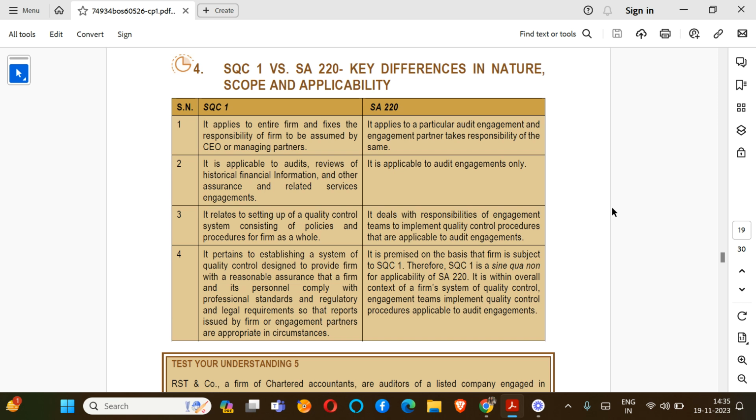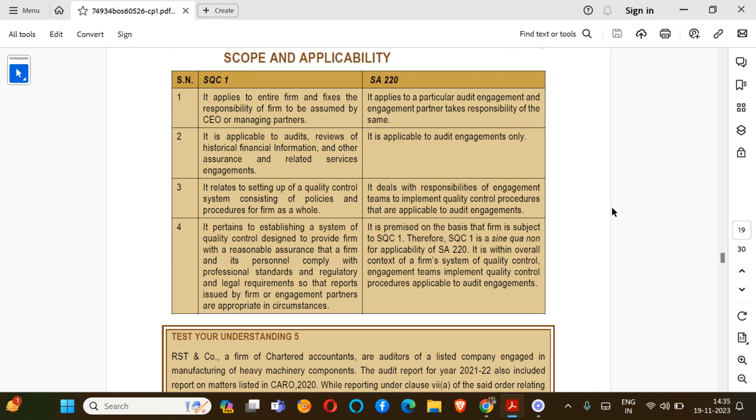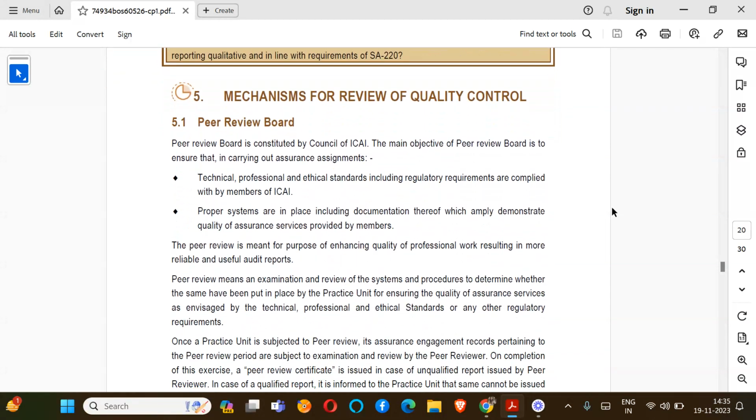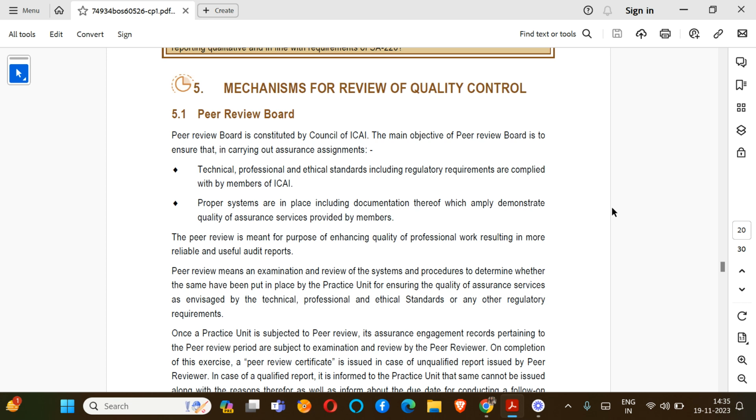SQC1 relates to setting the quality control system consisting of policies and procedures of the firm as a whole. And SA 220 fixes what policies, what procedures, and what responsibilities there are regarding a particular audit engagement. SQC1 basically means establishing a system of quality control that provides the firm with reasonable assurance, whereas SA 220 is premised on the basis of SQC1 only, and it is within the overall context of the firm's system of quality control only.